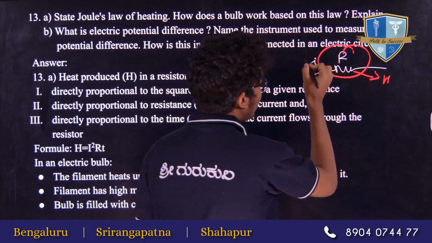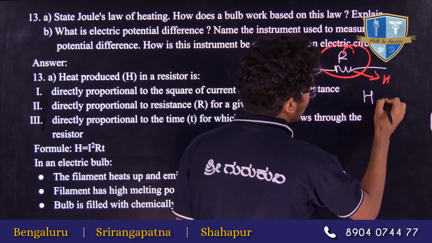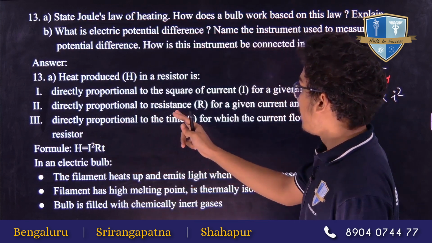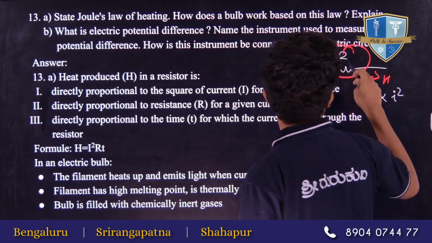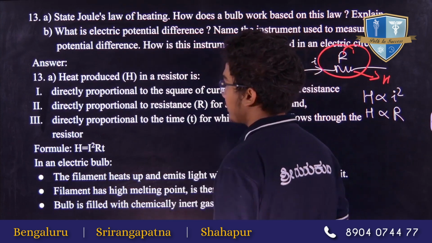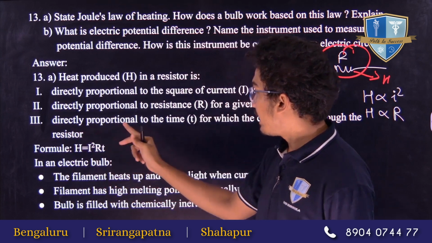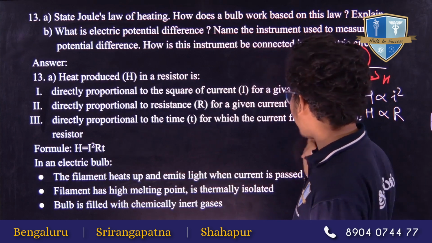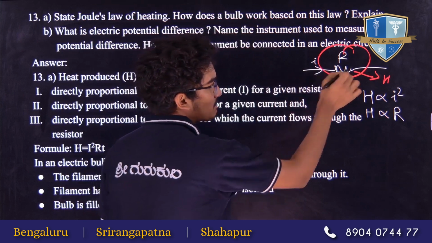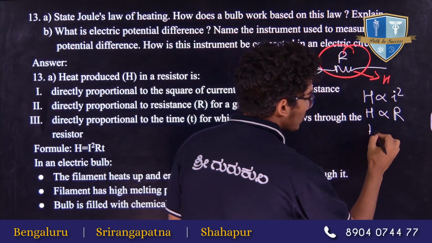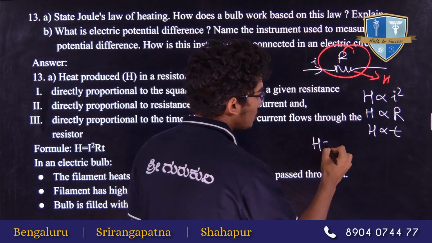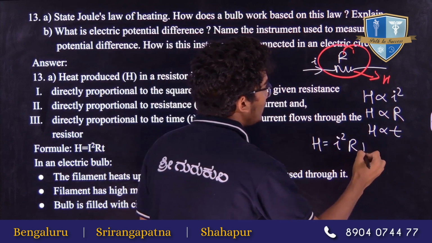So the current entering here, H is directly proportional to that I square, and it is directly proportional to the resistance. So H is also directly proportional to this resistance. And third, H is also directly proportional to the time for which the current is passing through this resistance. So combining all these four, H is equal to I square RT, correct?